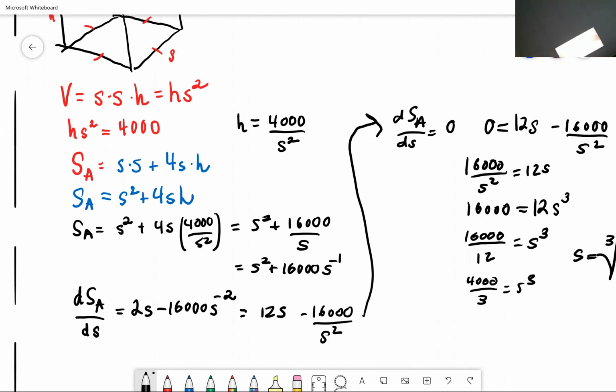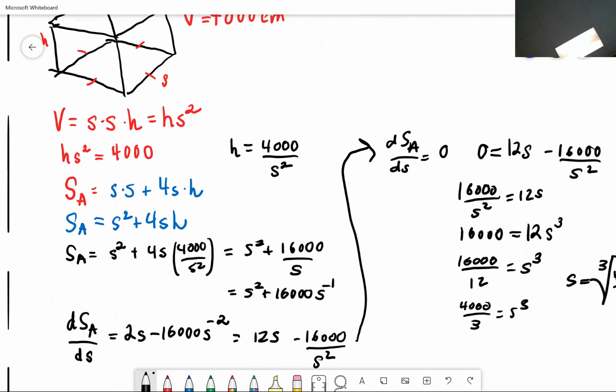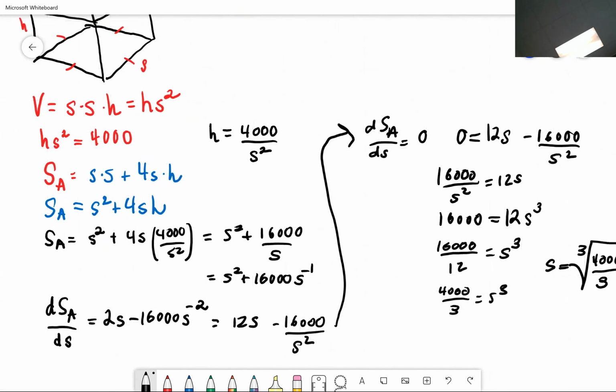All right, so did I write everything right? The answer is yes. We got 4,000, that's good. HS squared is equal to 4,000, that's good. All right, the surface area is good. So now we did our surface area, S squared plus 4,000 times 4 is 16,000, and one of the S is canceled. That's good. Negative 16S to negative 2, that's good.